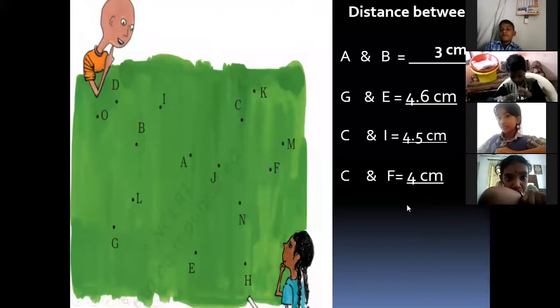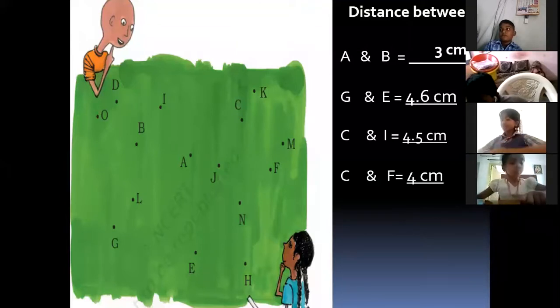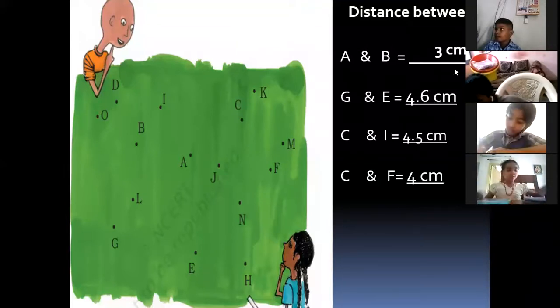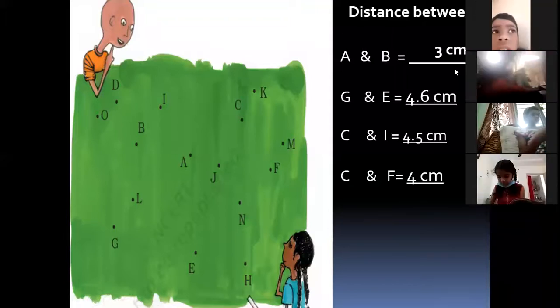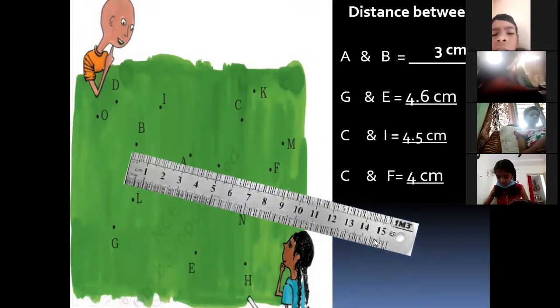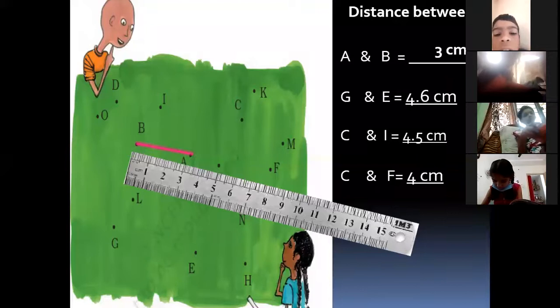See here, some points are there. You know this concept, I just want to revise. How to measure between A and B. You have to identify where point A and point B are. In between, you have to take the scale, join AB, and with the help of the scale, measure the distance AB.